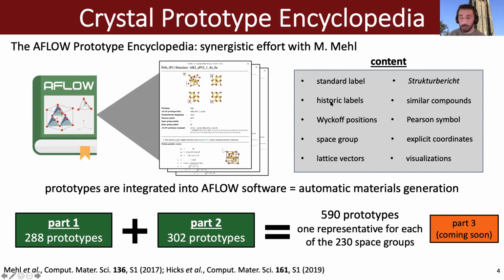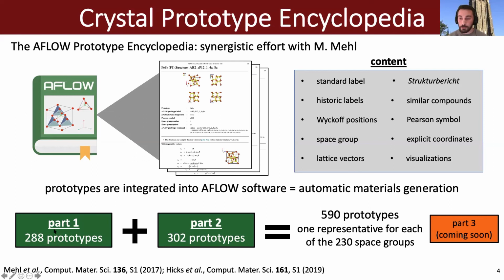There's also the historic label, so whether it was rock salt, or maybe the Strukturbericht designation, similar compounds that exhibit this structure, and then some symmetry information as well. And in addition, probably the most important aspect of the encyclopedia is that it's coupled with the AFLOW software, so that way we can automatically generate these prototypes for materials discovery. And I'll go through that shortly.